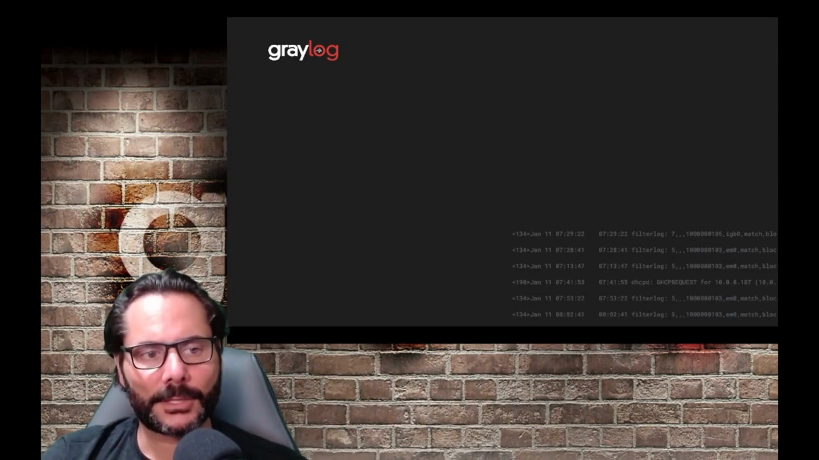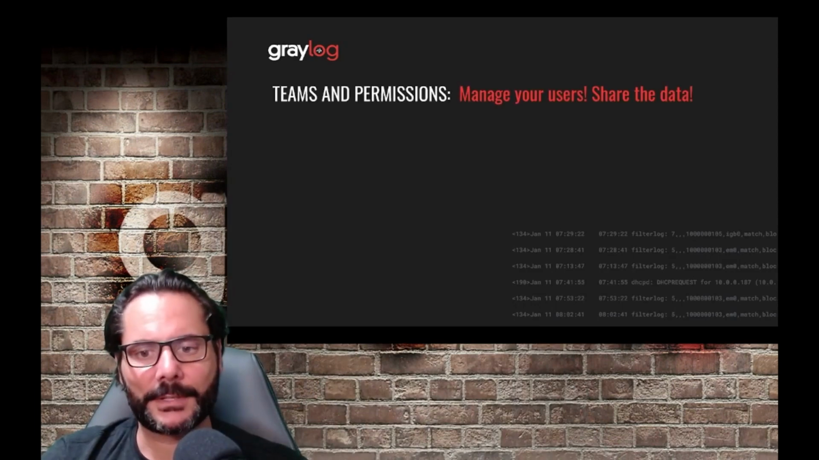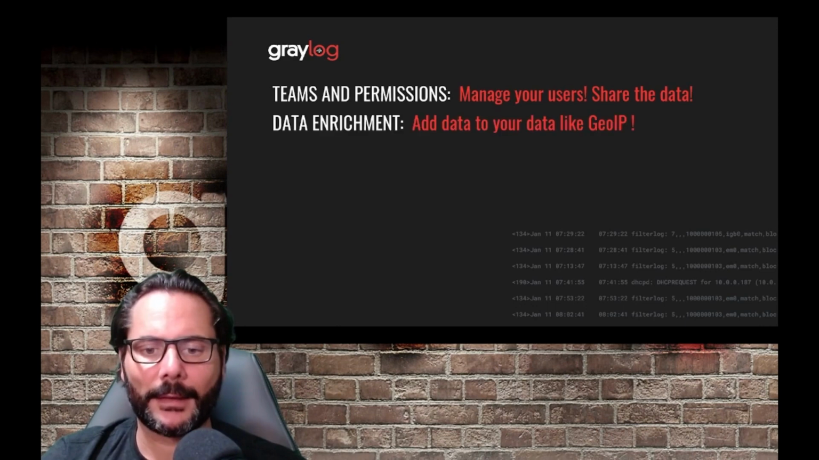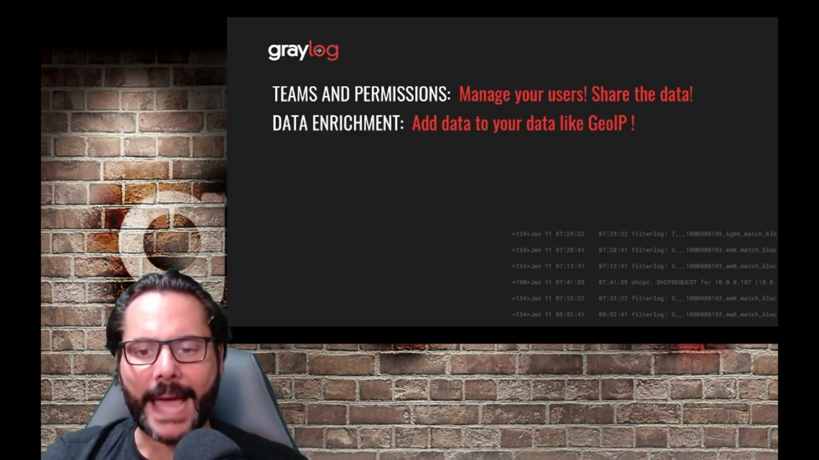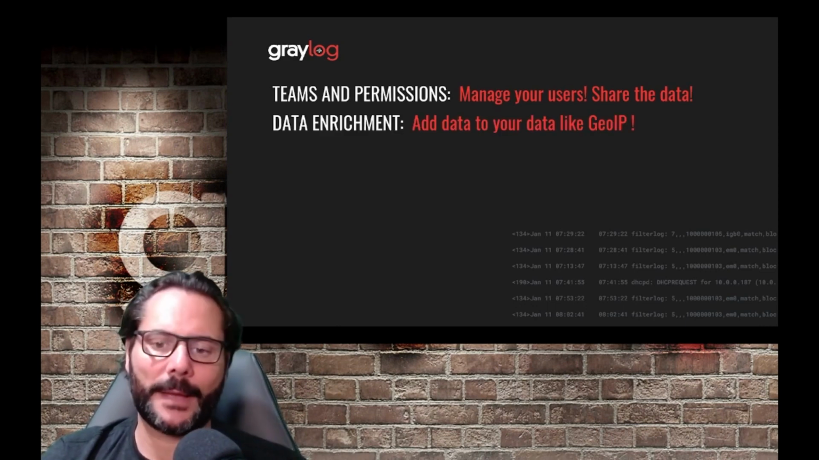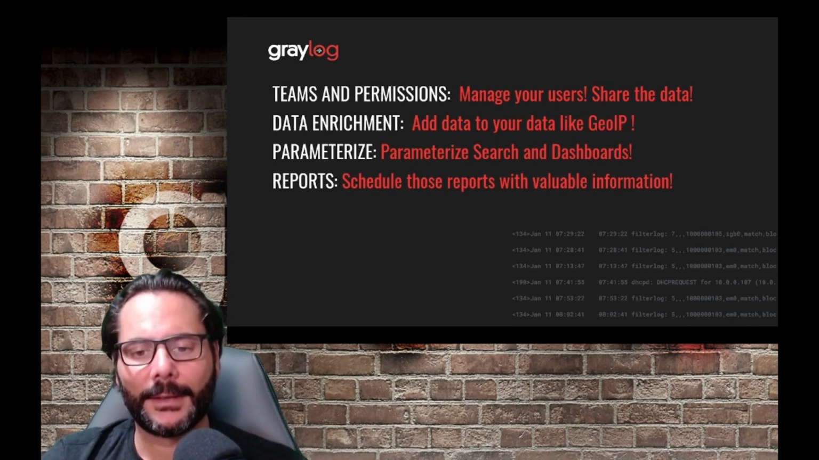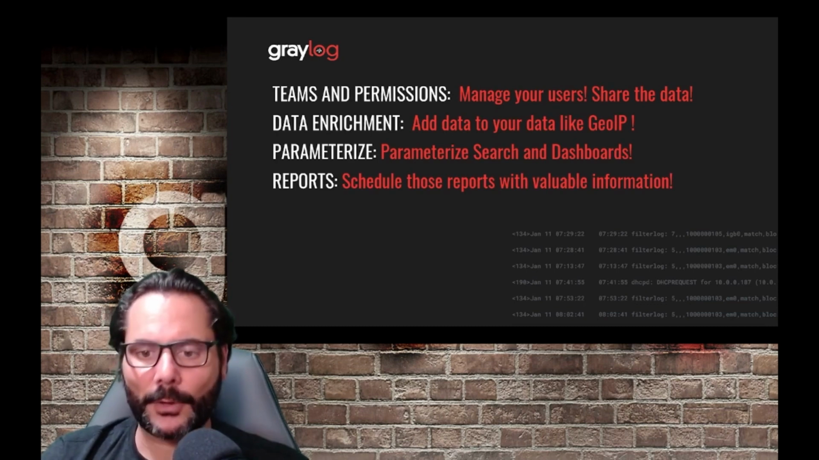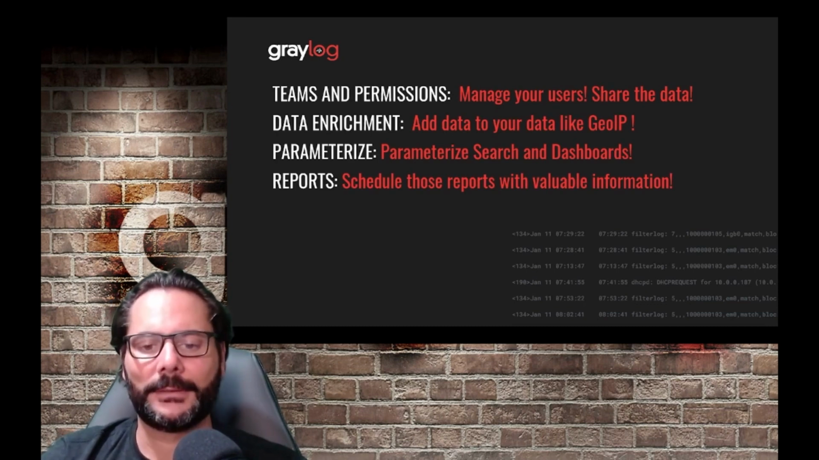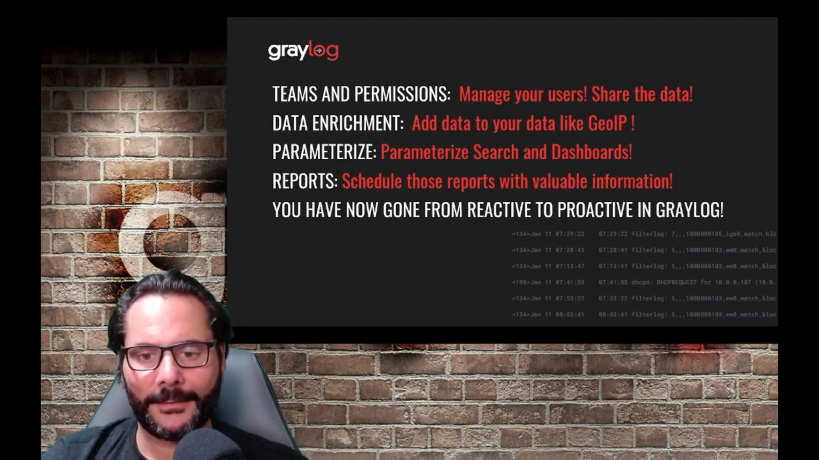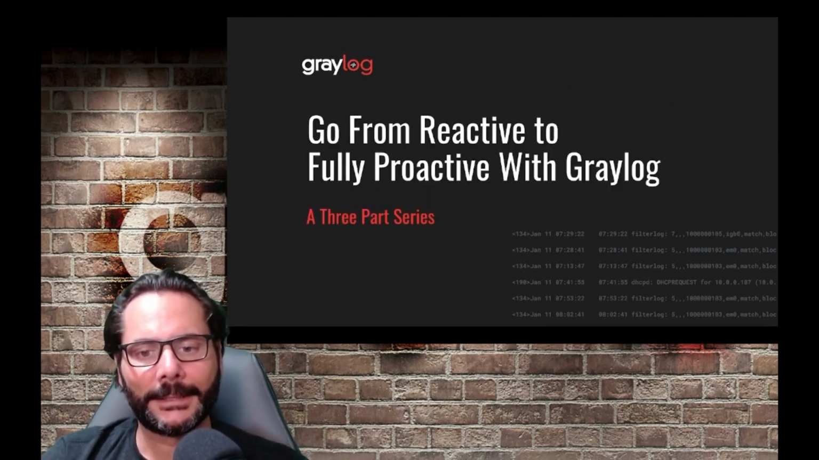Let's recap what we've covered so far in this session. So far: teams and permissions, manage your users and share that data. Data enrichment, add data to your data, like GeoIP information. Parameterize the search and parameterize those dashboards. Reports, schedule those reports with valuable information. And now you've gone from reactive to proactive with Graylog.